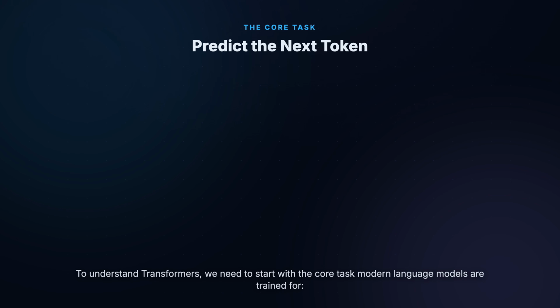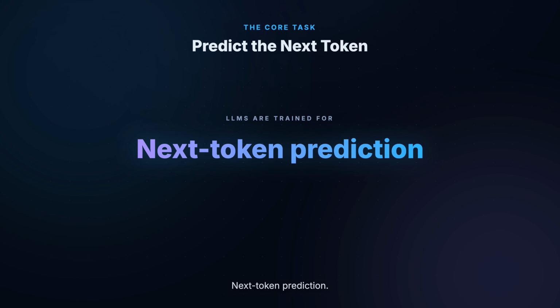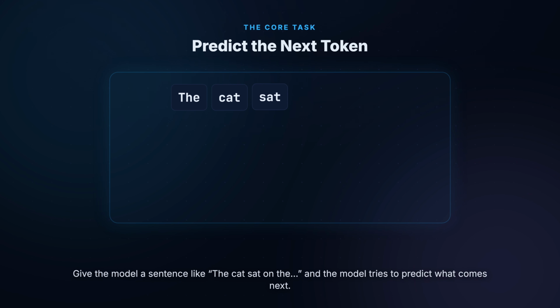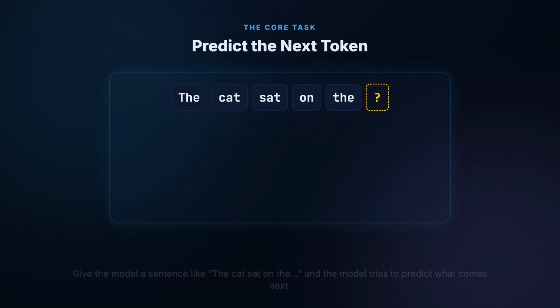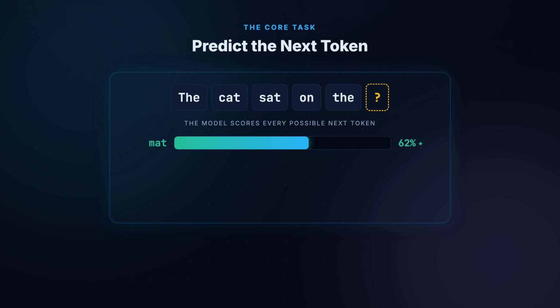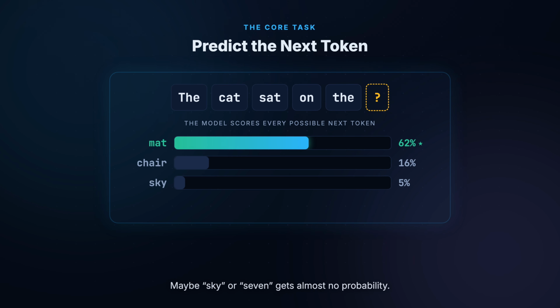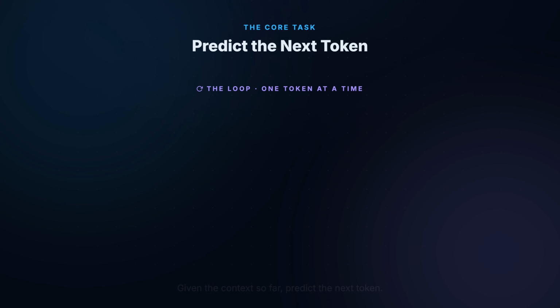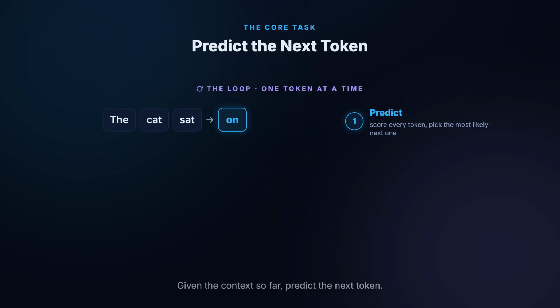To understand transformers, we need to start with the core task modern language models are trained for: next token prediction. Give the model a sentence like, "The cat sat on the," and the model tries to predict what comes next. Maybe Matt gets a high probability, maybe chair gets a smaller probability, maybe sky or 7 gets almost no probability. That is the core loop. Given the context so far, predict the next token.